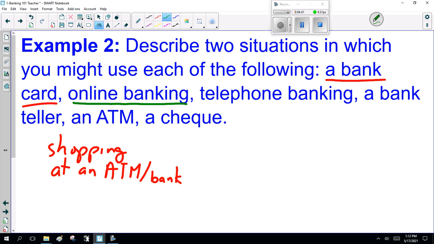When would you do online banking? Well, I don't know. When would I? Well, my wife does online banking. Pay bills.